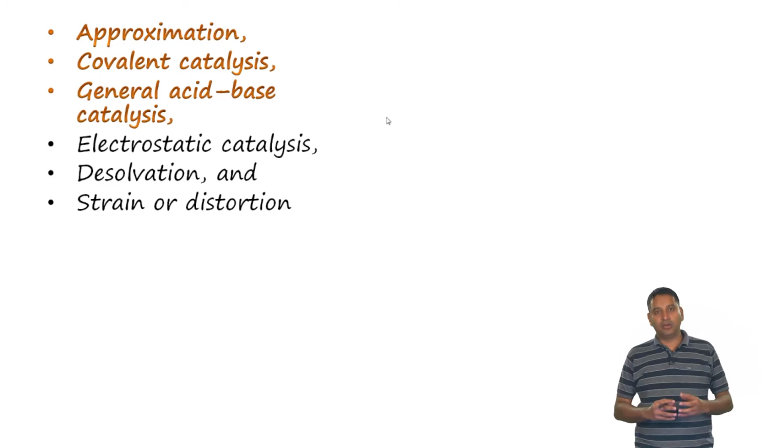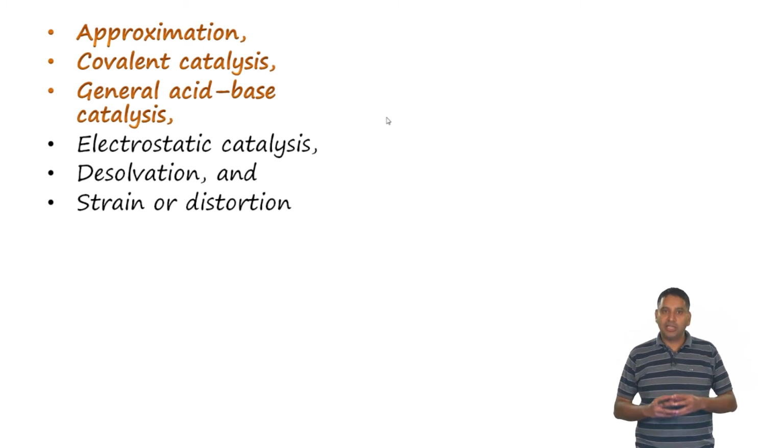And then we looked at covalent catalysis, where a highly reactive covalent intermediate is produced during the reaction, which results in acceleration. And subsequently, we looked at acid base catalysis, where there is a transfer of a proton or a hydroxide ion, and that results in generation of reactive intermediates or acceleration.